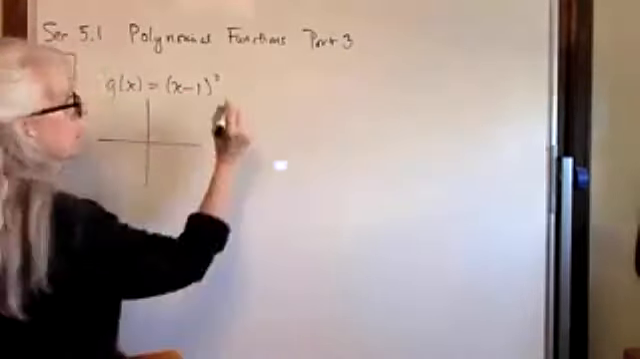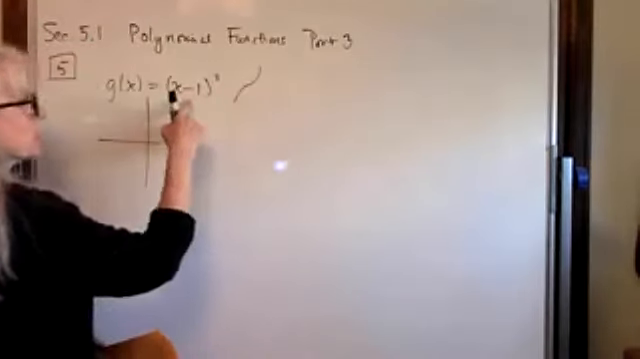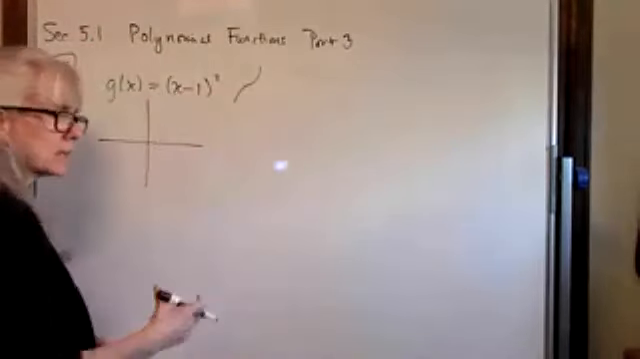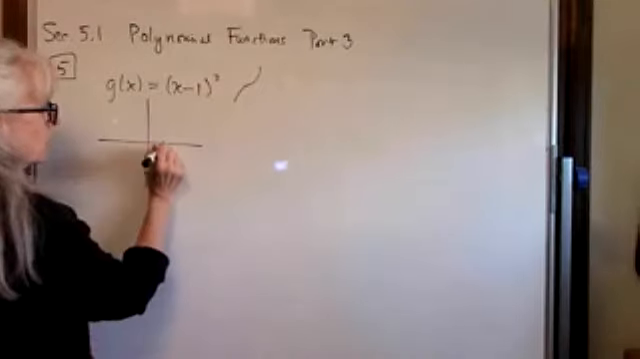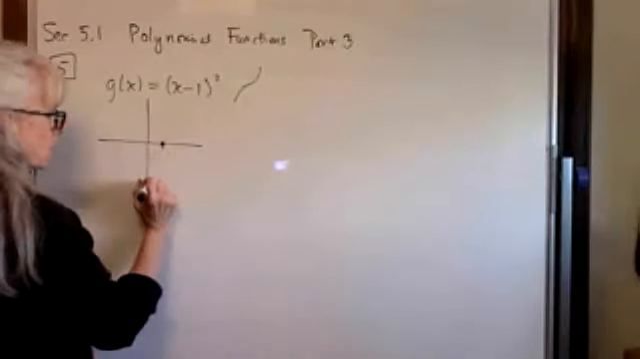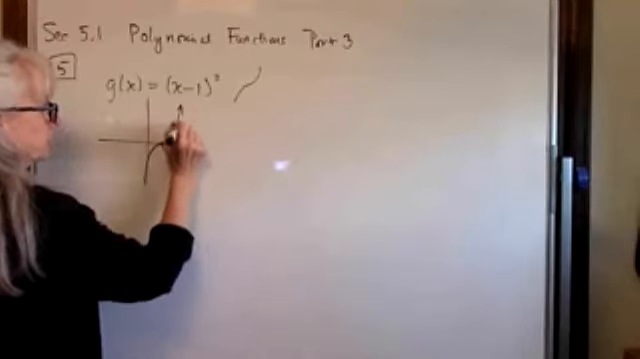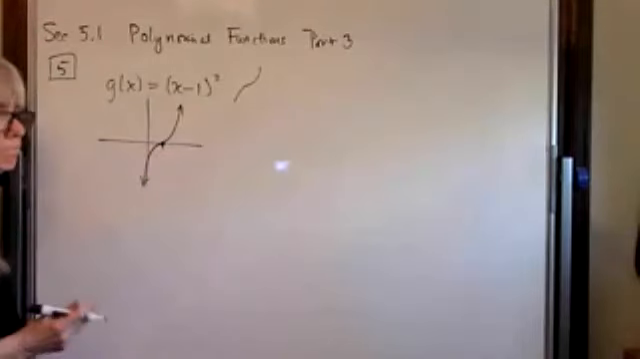We know that typically it looks like this, but we're transforming it. That minus 1, because it's on the inside, affects the graph horizontally, and we'll shift it to the right. So we're going to shift it right 1, and then we're going to draw in our nice little S shape. It looks something like that.